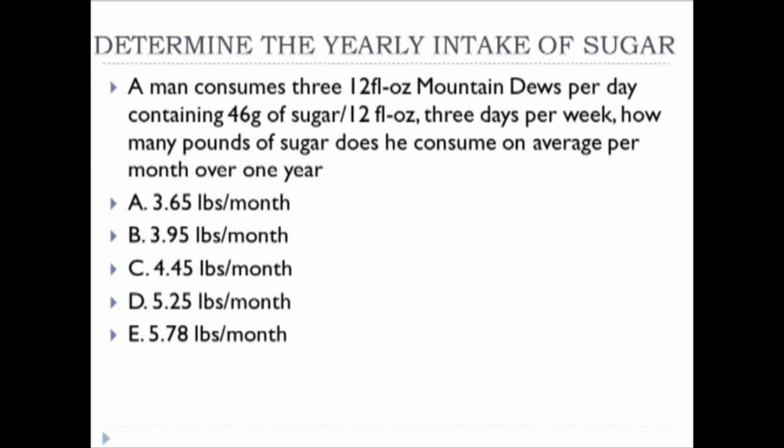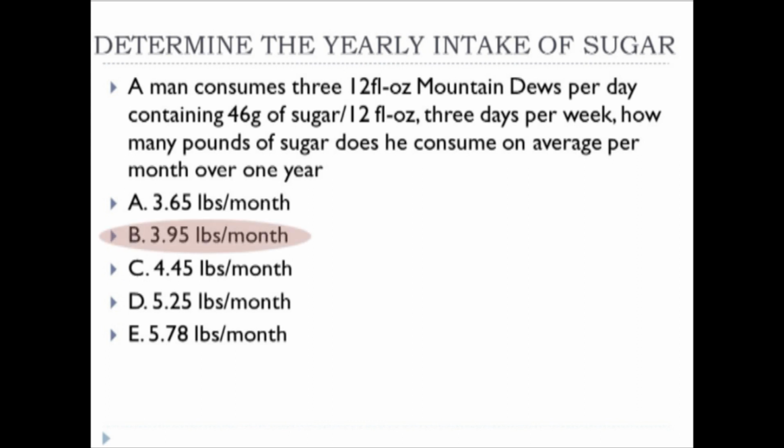Let's do another calculation. Determine the yearly intake of sugar, but break it down into monthly intakes. A man consumes 3 12-ounce Mountain Dews per day, containing 46 grams of sugar per 12 fluid ounces, 3 days per week. How many pounds of sugar does he consume on average per month over that year? Let me pause right here. So pause the video and I'll give you the answer on the next slide.